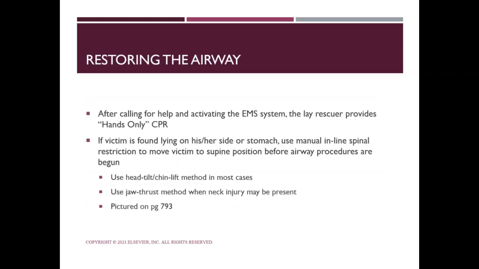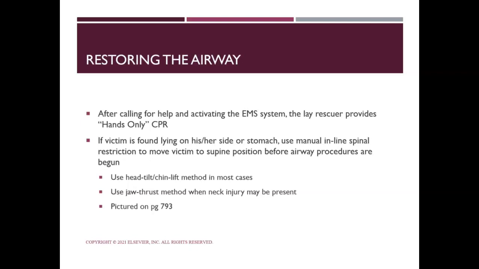Okay. Restoring your airway. So after calling for help, you need to position the patient so that you can do either the head tilt chin lift method or the jaw thrust method if you suspect an injury. Okay, so we've gone over these methods in previous videos, but there's nice pictures on page 793 of your textbook that kind of shows you how to open these airways using both of these methods. Again, head tilt chin lift is the method that's recommended in most cases to best open up the airway. But if you suspect a spinal cord injury, you can do the modified jaw thrust.